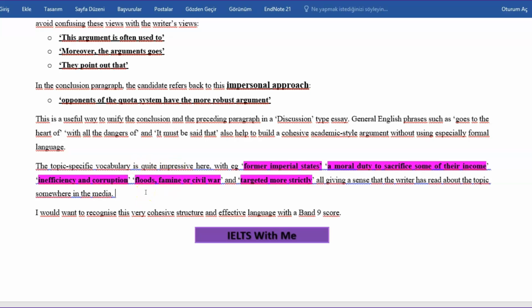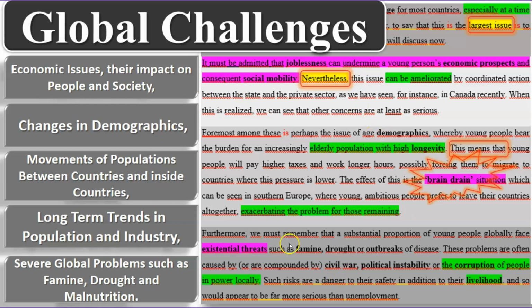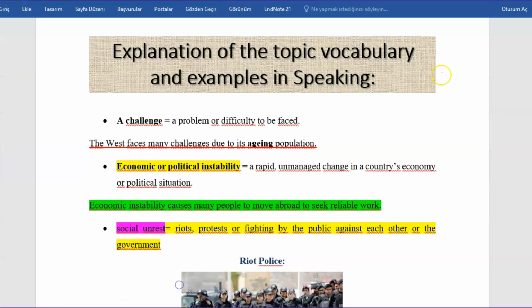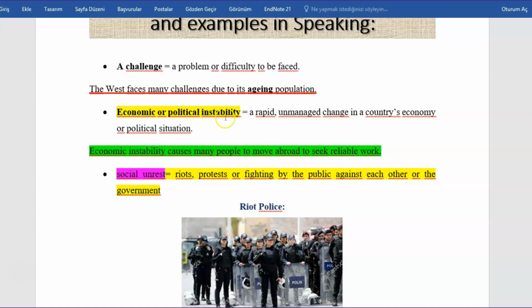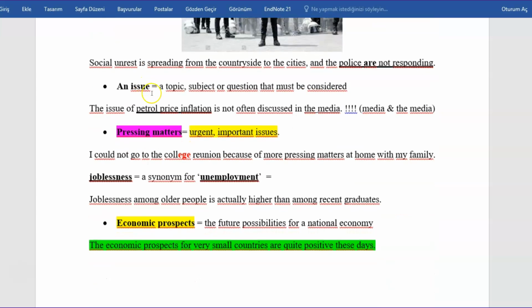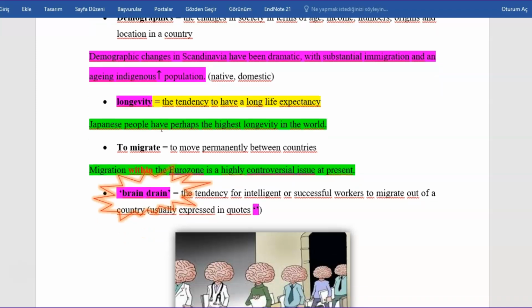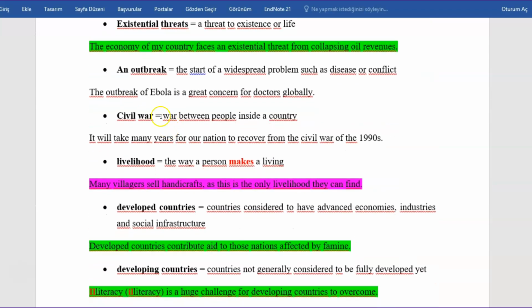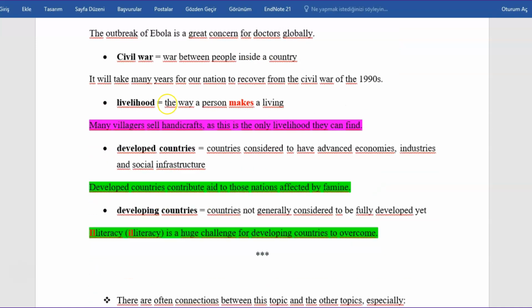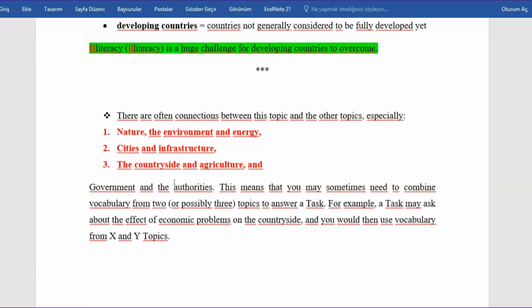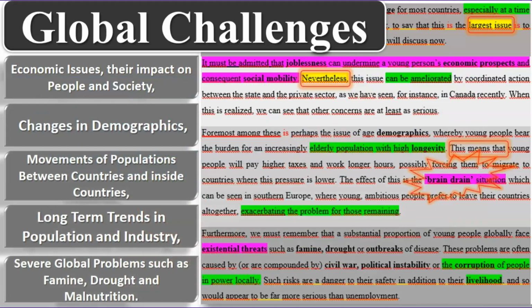Okay, about this important factor, please take a look at our previous videos regarding global challenges, in which we explained in this module the essential vocabularies regarding global challenges such as economic or political instability, social unrest, economic prospects, social mobility, demographics, civil war, and essential threats to developing countries. Okay, please take a look at them.